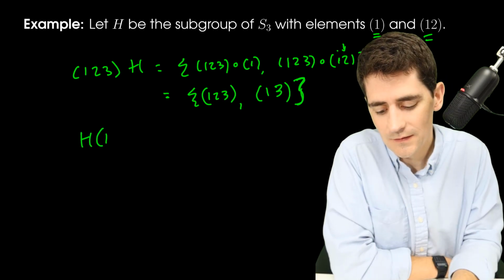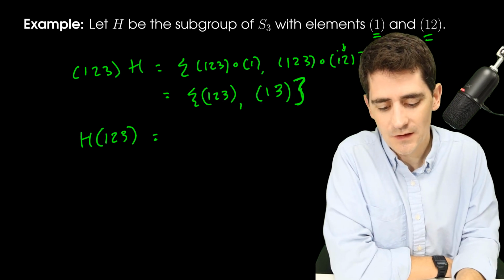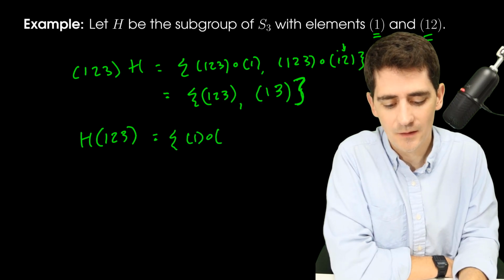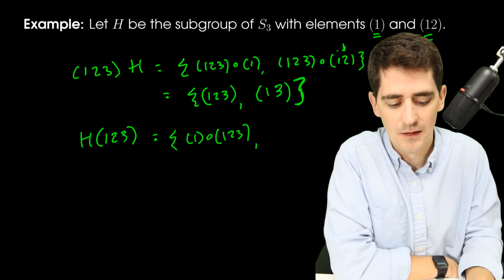All right, now let's look at the other coset, the right coset. So this time I'm taking the identity element and mapping it with (1 2 3). So I do (1 2 3) first, and then the identity. And then I'm going to do (1 2), and then (1 2 3).